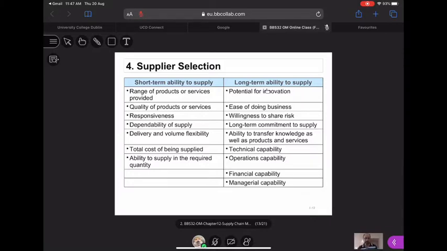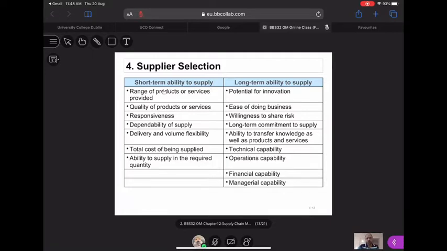So guys, now let me teach you what are the things that a company needs to look out for when they buy from a short-term supplier, and what are the things that a company needs to look out for when they buy from a long-term supplier. Let me cover short-term supplier first. One more time, short-term supplier means I buy one time only.